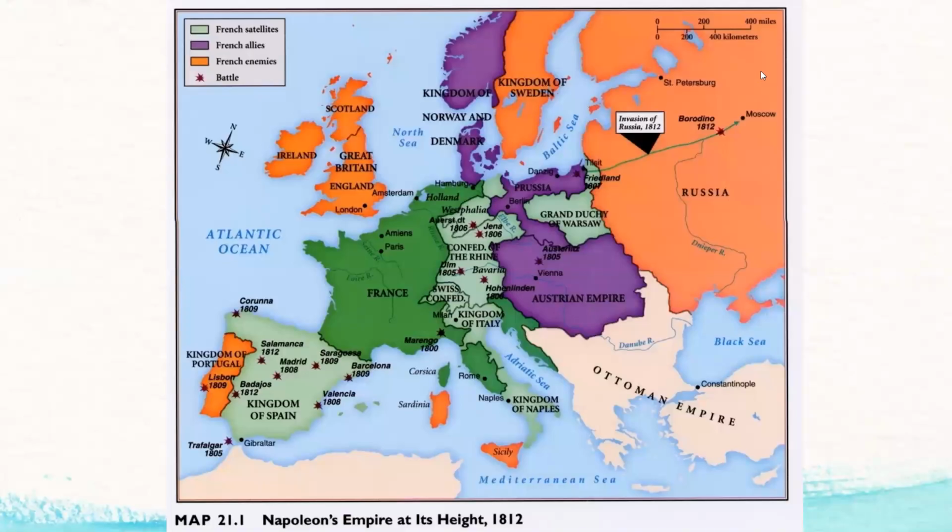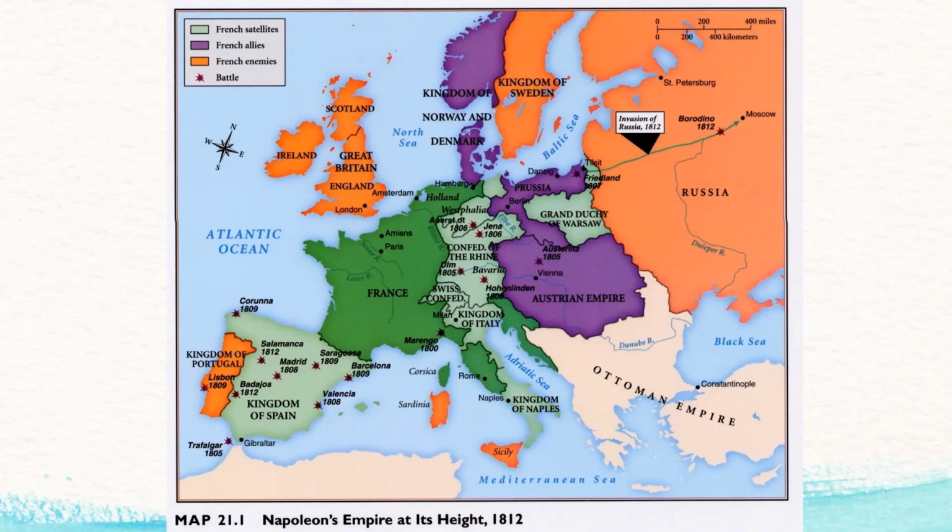Last video, we talked about Napoleon at the height of his power. And this is the map we ended on, where we see the full extent of Napoleon's empire. All of Spain, France, what is now Holland, the Netherlands, Belgium, most of what is now Germany, all of what is now Italy. Basically, all of Western Europe was either part of Napoleon's empire or allied to Napoleon's empire.